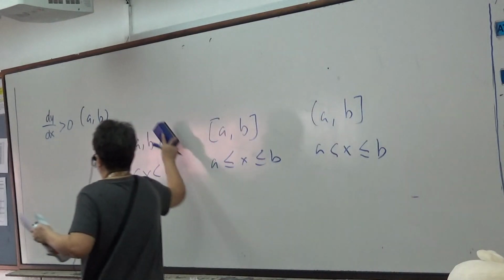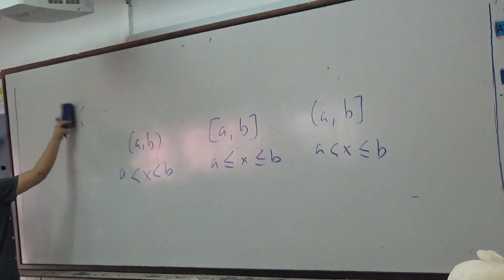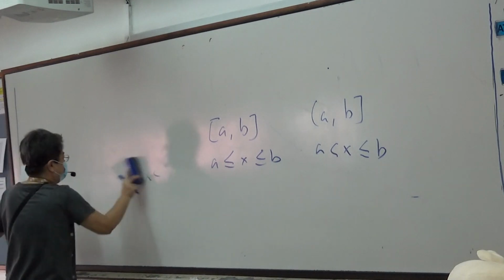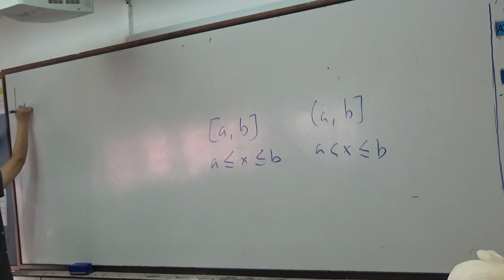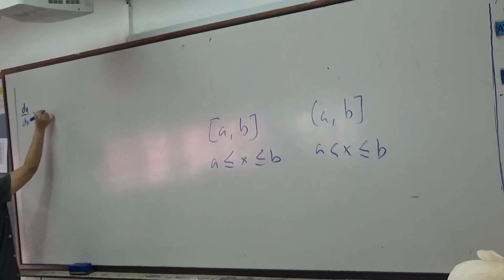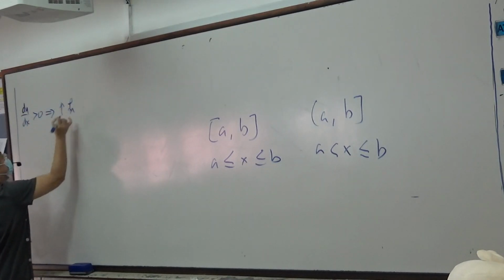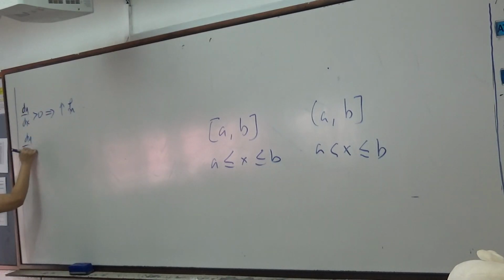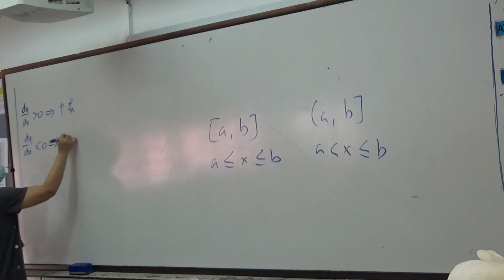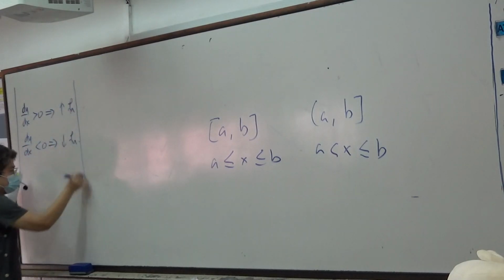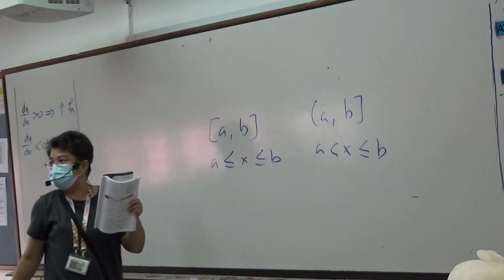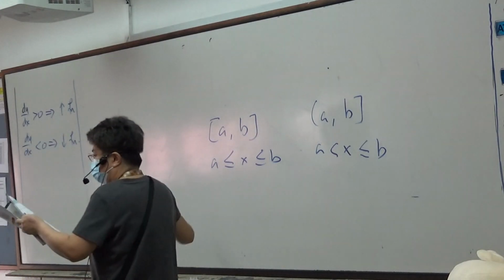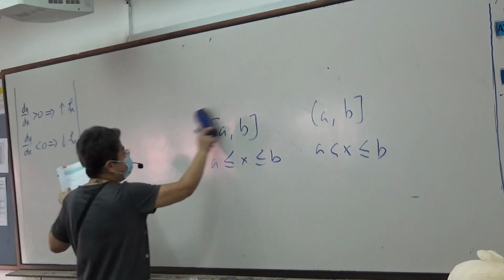Alright, good. So this is the main concept that we have today. dy/dx bigger than 0 implies increasing function. Less than 0 implies decreasing function. This is what we're going to learn today. Everybody clear? Okay, now let's take a look at example 3.